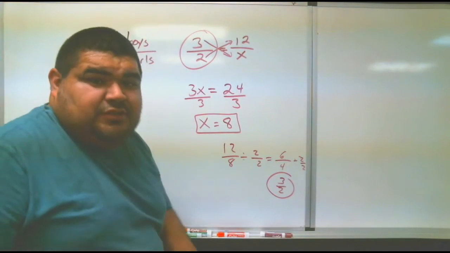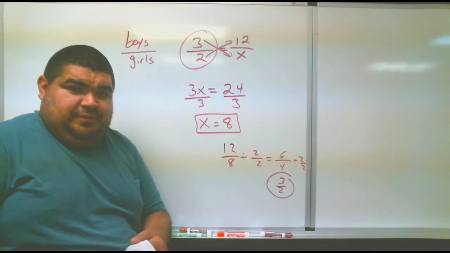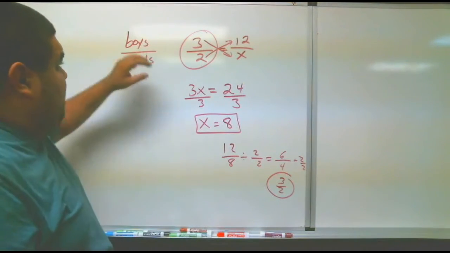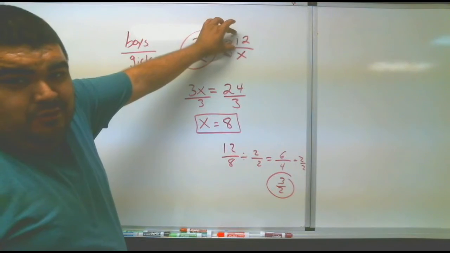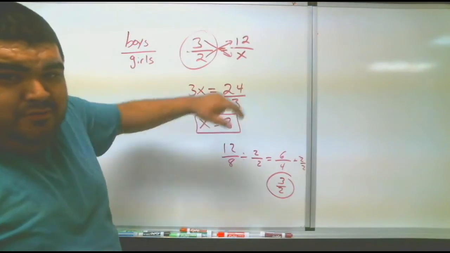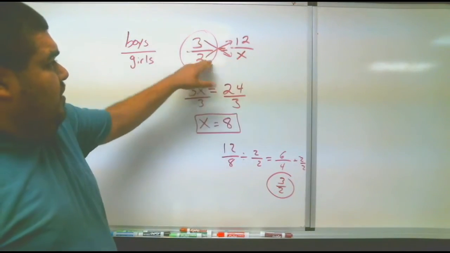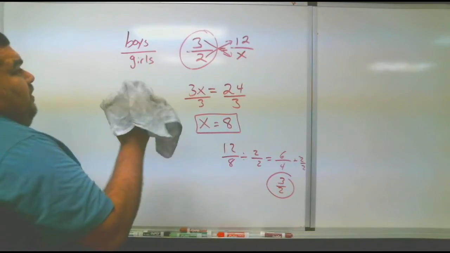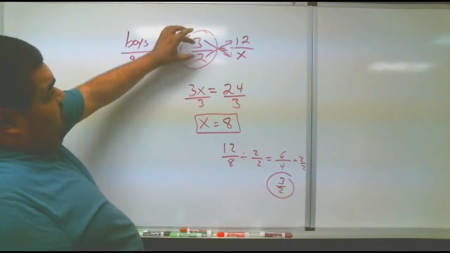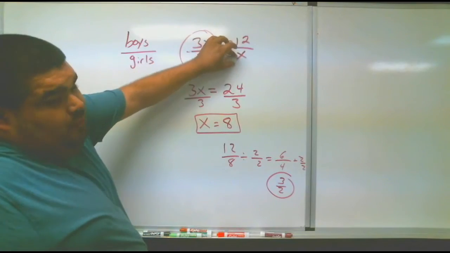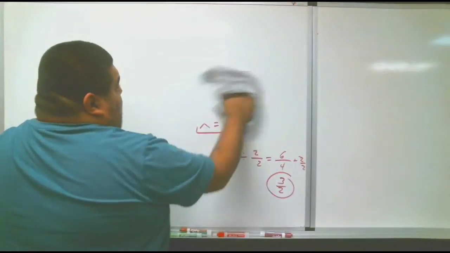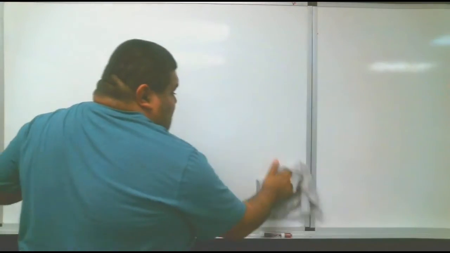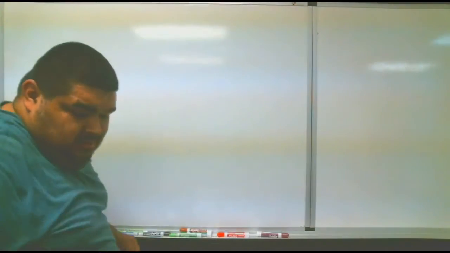All right, guys. Again, notice that I put boys on top, girls on the bottom. There were 12 boys, so I put it on top, and we don't know how many girls, so we put it on the bottom. The girls on the bottom, the boys on top. You cannot put the boys over girls on one side, and then girls over boys on the other side. It does not work. It has to be the same. Whatever you put on top, you have to keep it consistent.